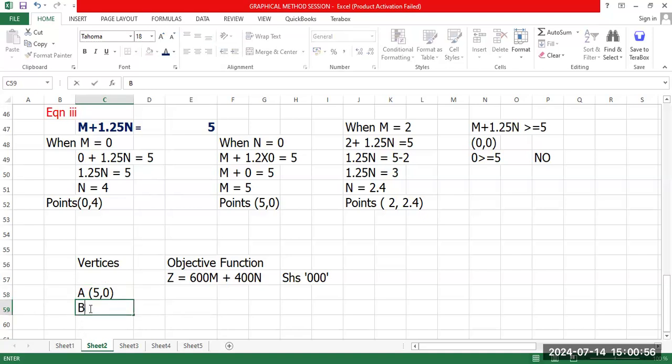Then B. Colleagues, put some speed. Then C. It is C that is 4, 4. What about B? 6, 0. 6 is 0.